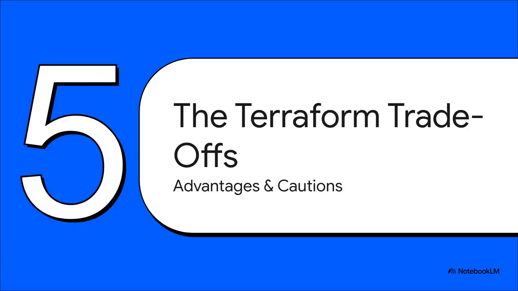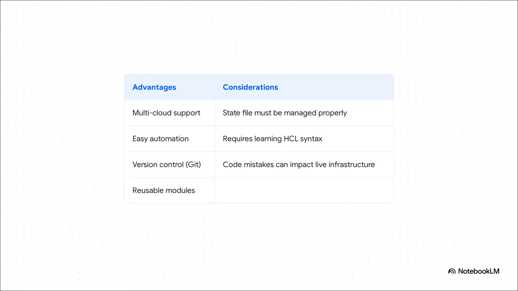Now, look, Terraform is an amazing tool. It's incredibly powerful. But like any powerful tool, you gotta know what you're getting into. It's important to understand both its incredible strengths and the things you really need to be mindful of. The advantages are pretty clear, right? It works with pretty much any cloud you can think of. It's built from the ground up for automation. You get all the benefits of version control through Git, and modules make your code clean and reusable.